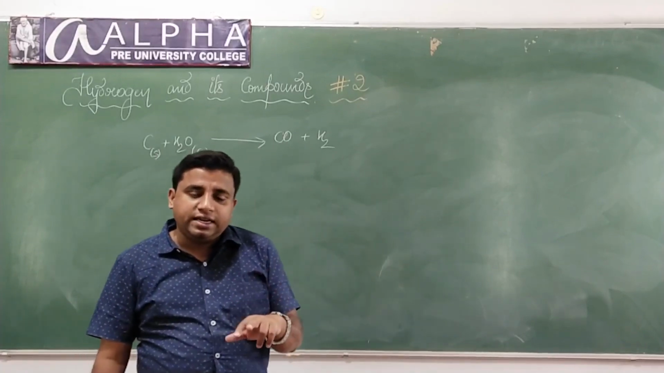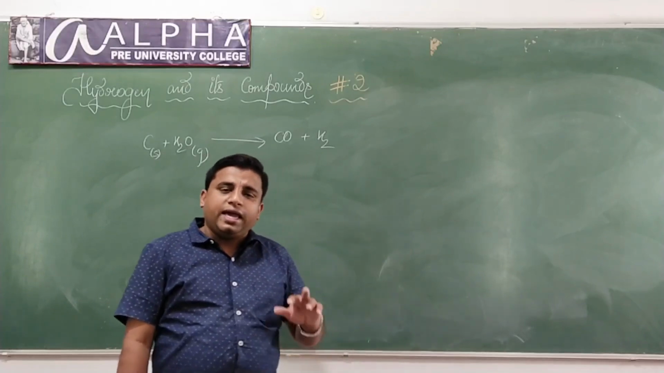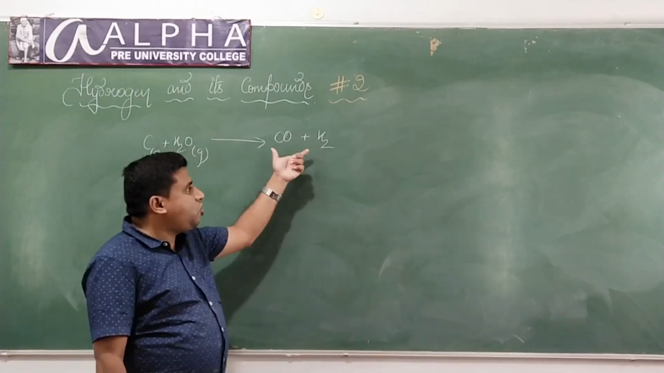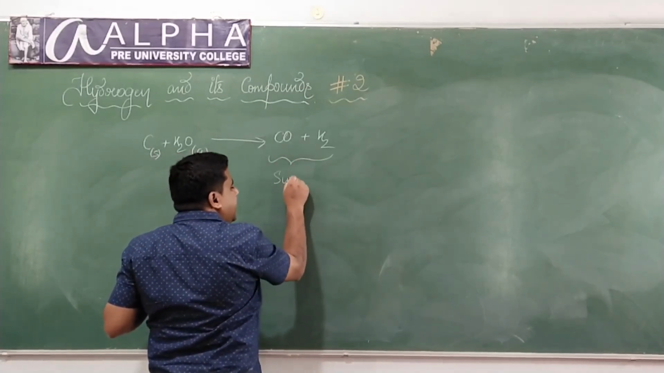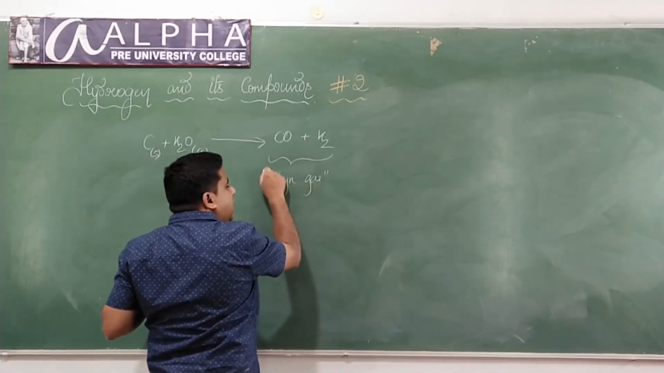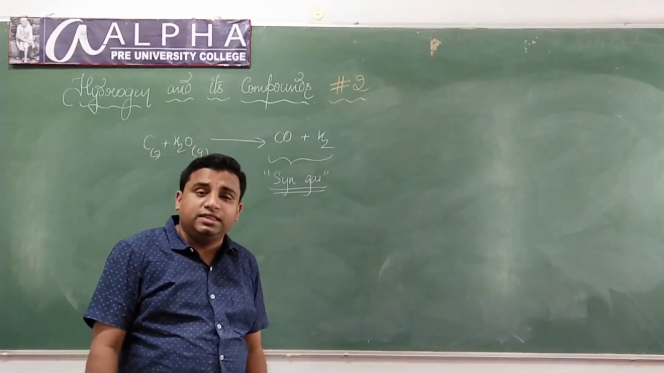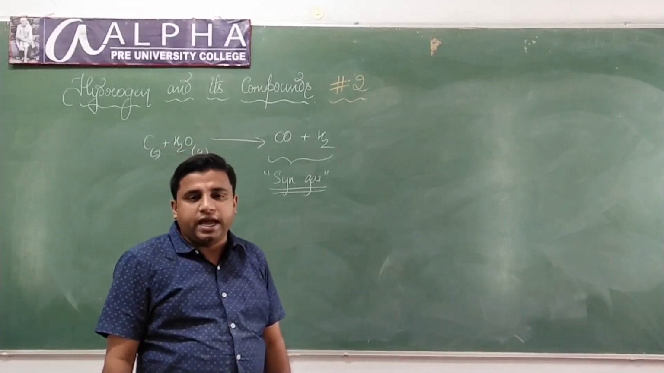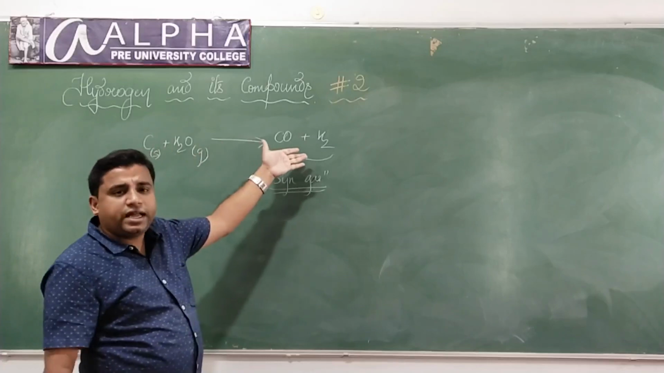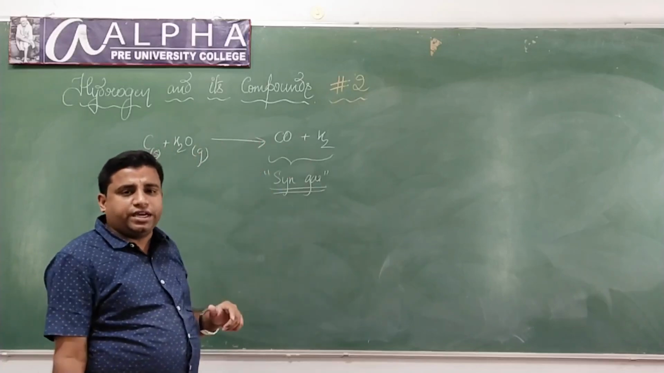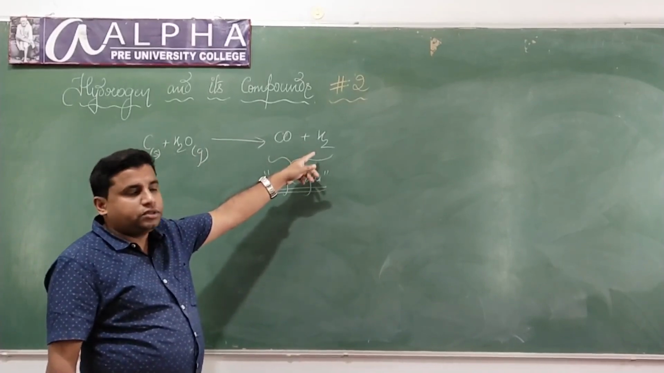But water gas and syngas are according to old convention, but according to new convention, any ratio of carbon monoxide and hydrogen, this is called as what? Syngas. Any ratio of carbon monoxide and hydrogen is called as syngas or synthetic gas. See, and this reaction is called as what? Coal gasification.